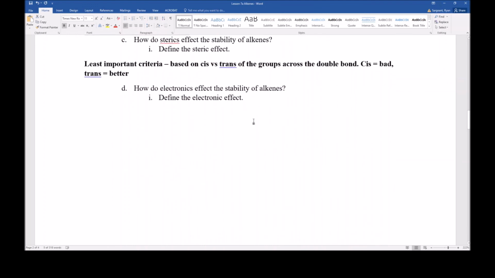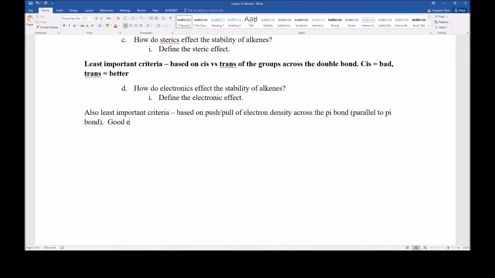And then finally, the electronic effect. This is also the least important criteria. You want to make sure that you include a note that these two criteria, steric effects and electronic effects, are tied at around a rock bottom criteria, and it's based on the push/pull of electron density across the pi bond, parallel to the pi bond.